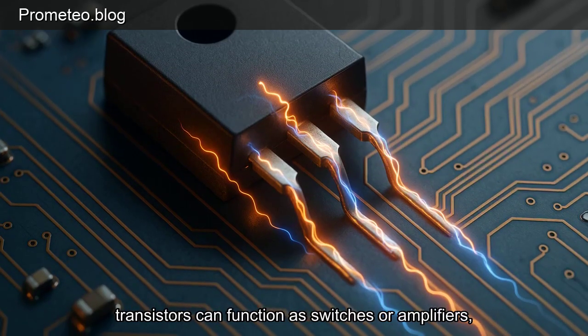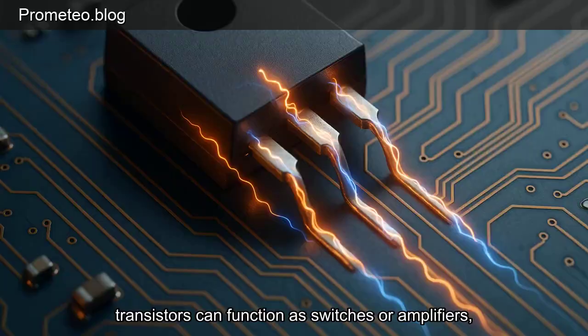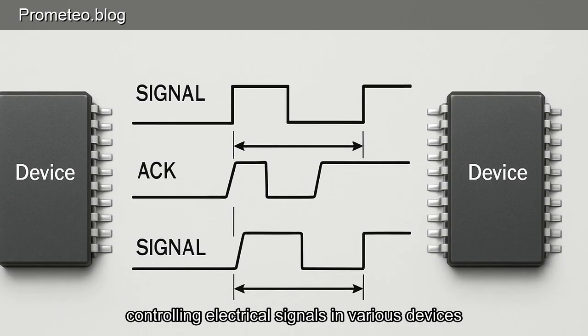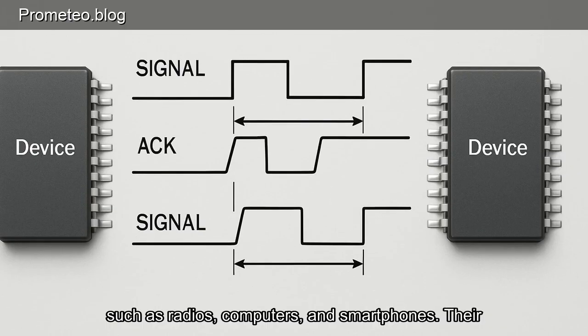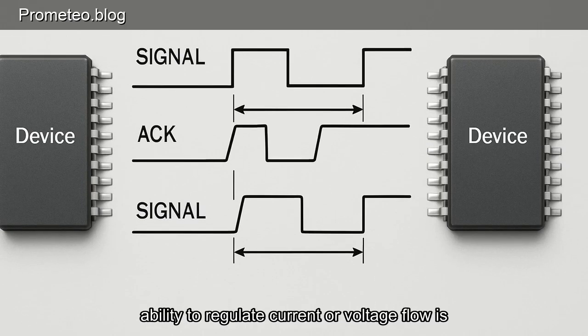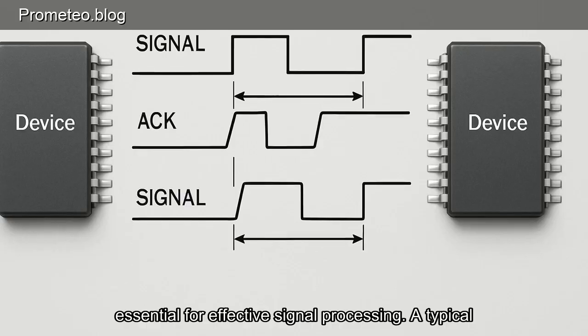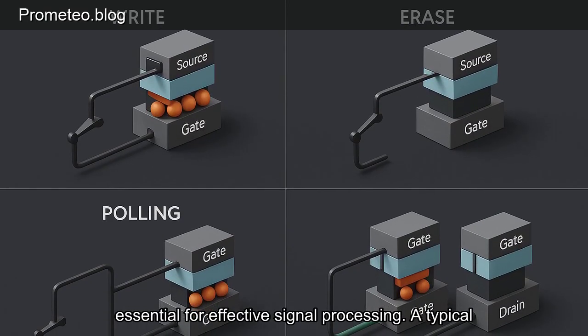As semiconductor devices, transistors can function as switches or amplifiers, controlling electrical signals in various devices such as radios, computers, and smartphones. Their ability to regulate current or voltage flow is essential for effective signal processing.